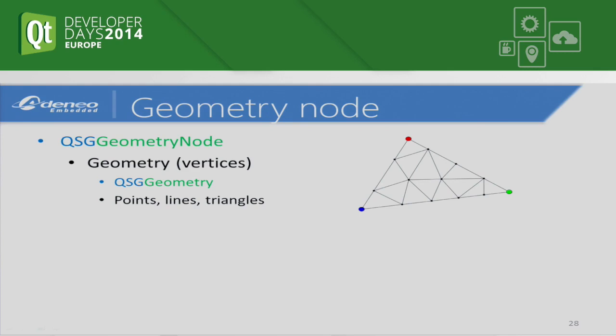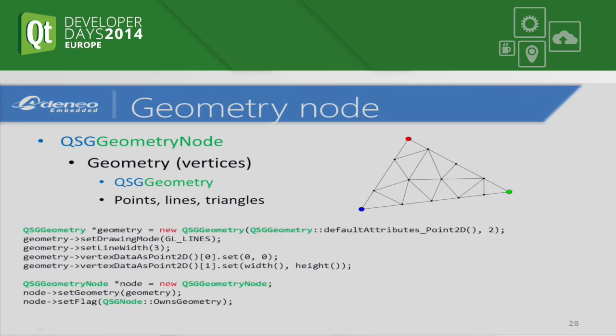So with the geometry node, you handle the vertex yourself, point, triangle, and so on. Quick example: we create the geometry, we set the drawing mode to lines. So in this case, we simply draw a line. It's just to draw a single line in your QML side. We set the drawing mode to line, we set the line width, and here we really add the vertex of the drawing, kind of OpenGL vertex. So we create one point for the start of the line and one vertex for the end of the line. Finally, we create our geometry node because this was only the geometry, and we set the geometry on the node. We set the flag, and that's all.